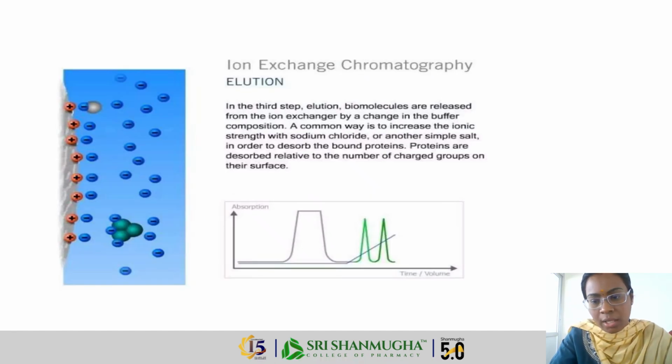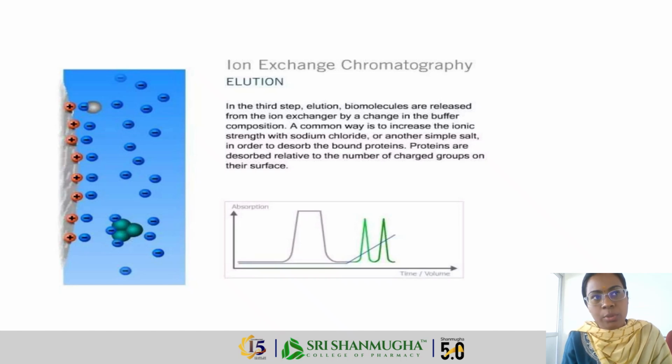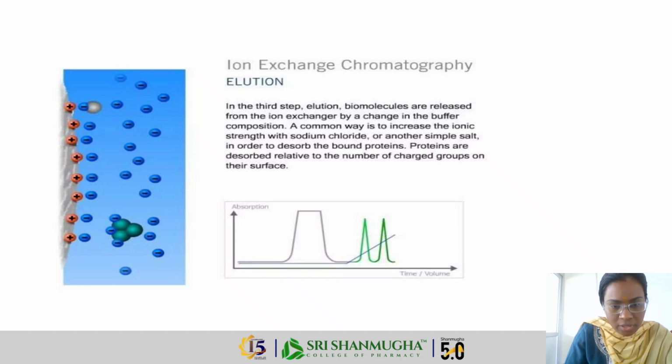The third step is elution. The second step is completed, and in the third step the biomolecules are eluted from the exchanger by a change in buffer composition. A common way is to increase the ionic strength with sodium chloride, or another simple salt, in order to dissolve the bound protein. The proteins are dissolved relative to the number of charged groups on their surface. So these are the charged groups present on the protein surface. This is the elution, the third step.